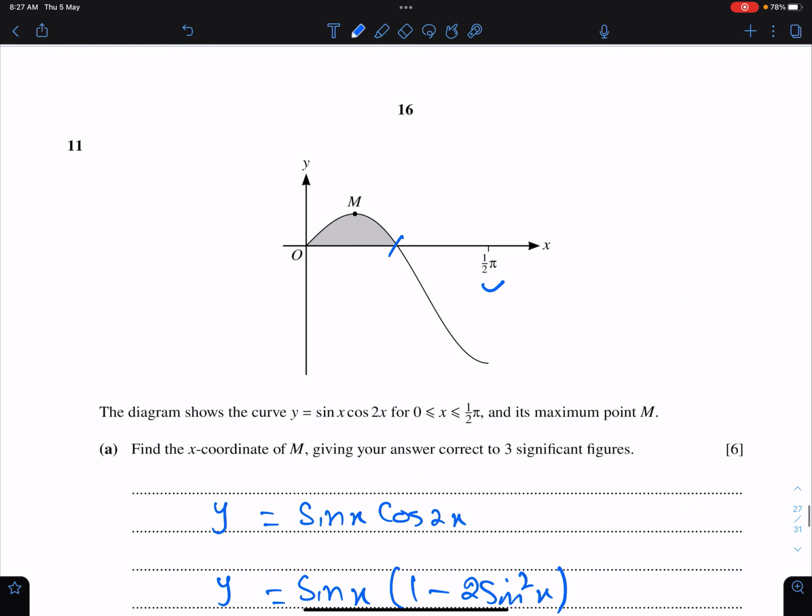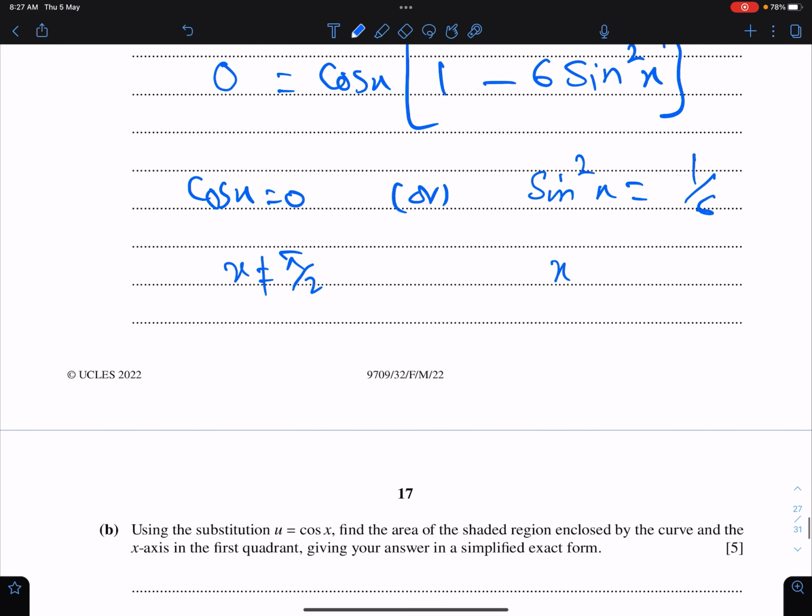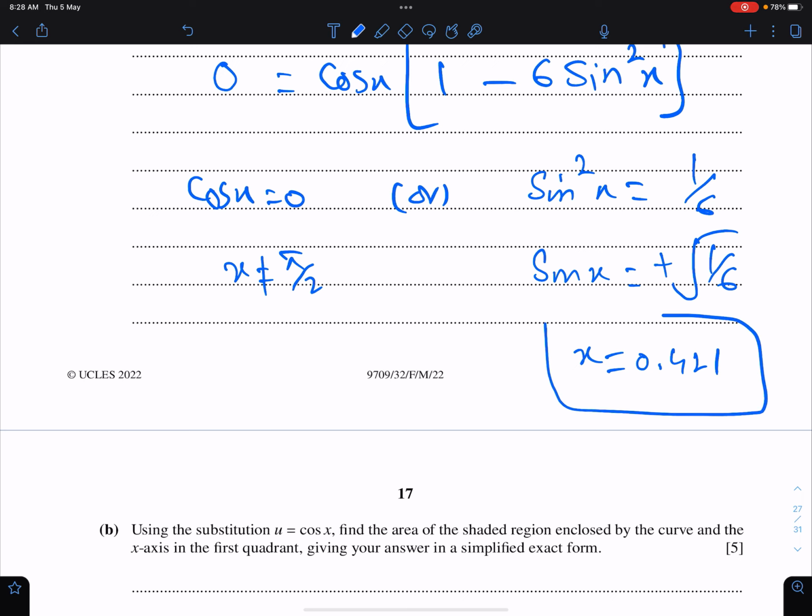Since x is positive, we will take the positive value of this. So sine x is positive under root 1 upon 6. Therefore, x is 0.421 to 3 significant figures, and this answer is in radians.